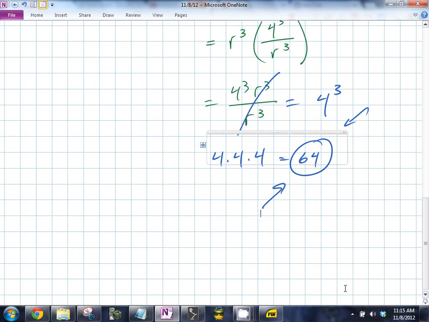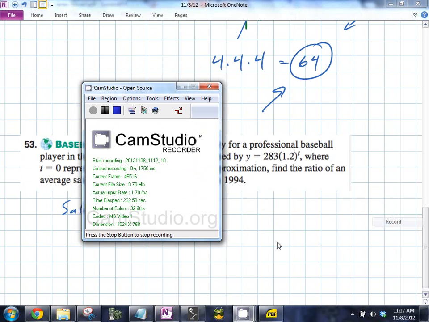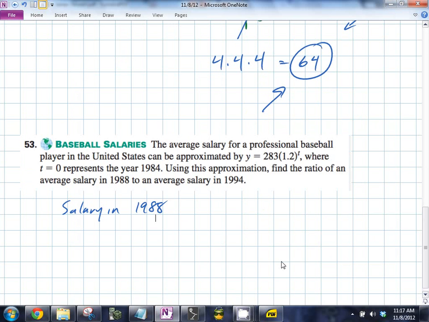Right, I did it out. It was like 283 times 1.2 to the what? To the what? T equals 0 represents 1984. So what is 1988? 5, 6, 7, 8. 4. Good. What's the salary in 1994 going to be? 283, 1.2 to the what? You sure? Okay. To the 10.